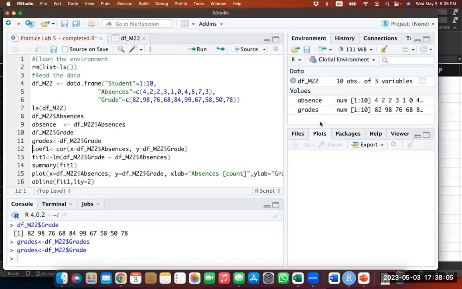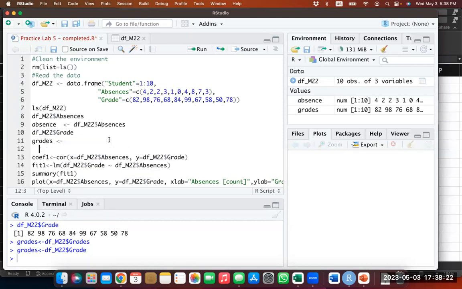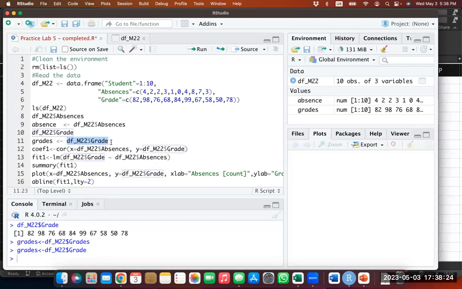Line 11, you change absences to grade. You make it grades, assignment, DFM22 grade. And again, in the same format as line 9, DFM22 grade represents only the grades that are contained in your data frame.